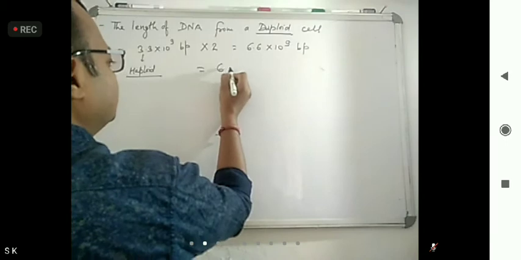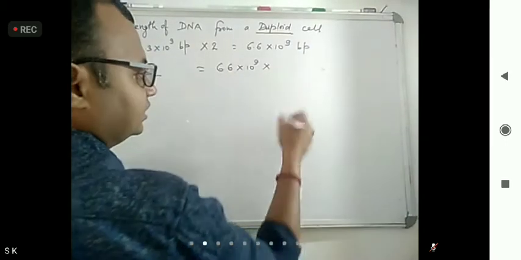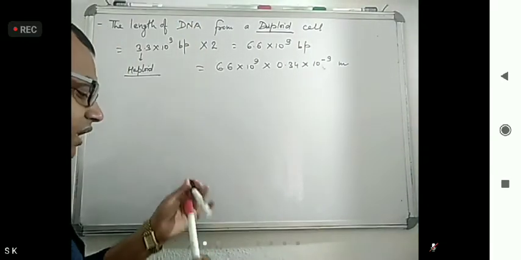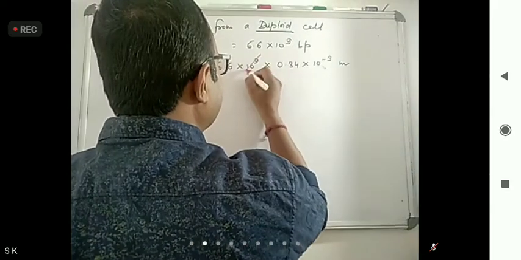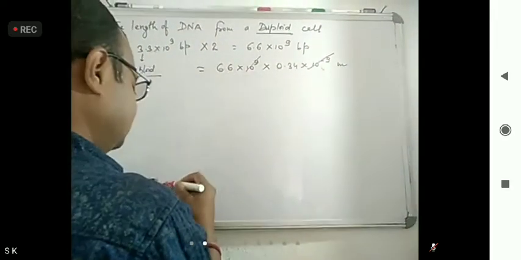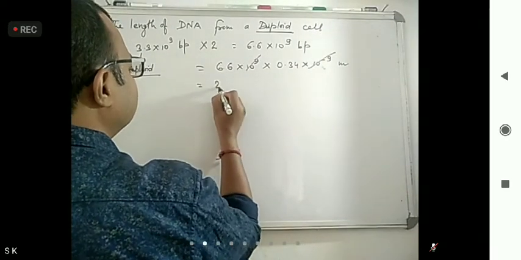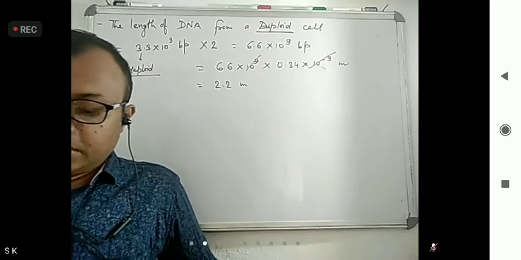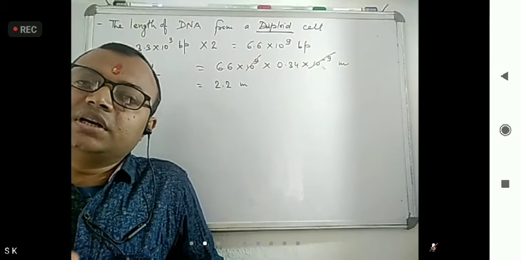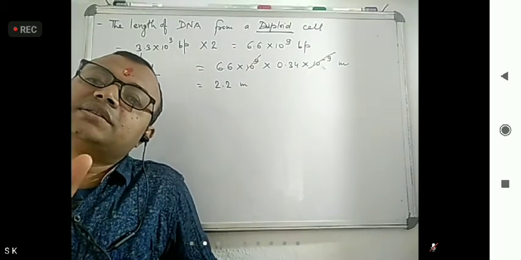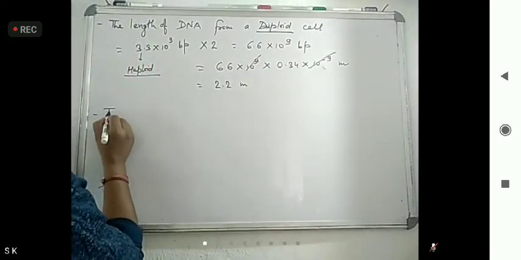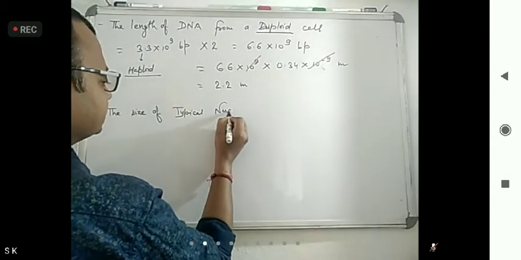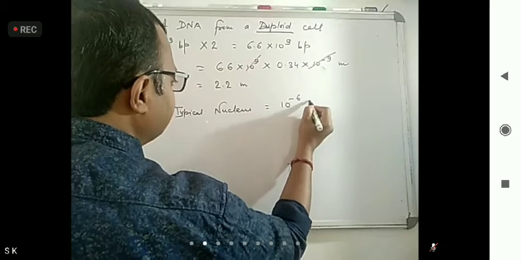Now 6.6 into 10 to the power 9, and per base pair we have seen 0.34 into 10 to the power minus 9 meter. So this 10 to the power 9 and 10 to the power minus 9 will cancel out. So if we are multiplying this, this length is 2.2 meter. This is the length of DNA from a diploid cell. Now, the size of typical nucleus is 10 to the power minus 6 meter.